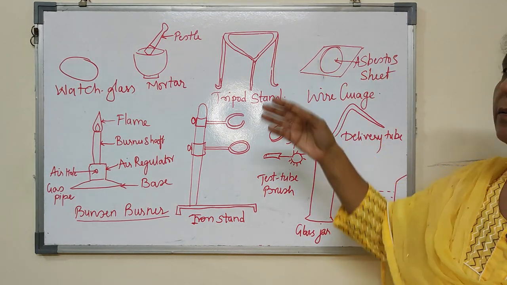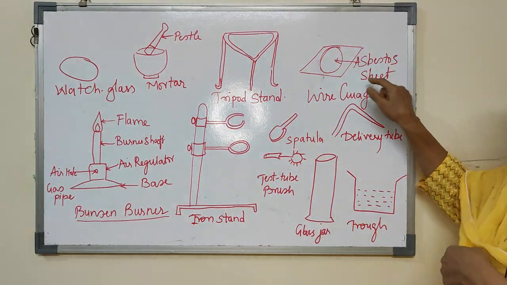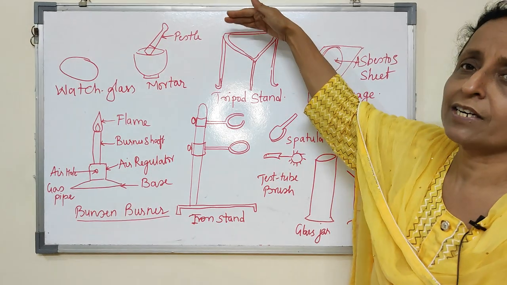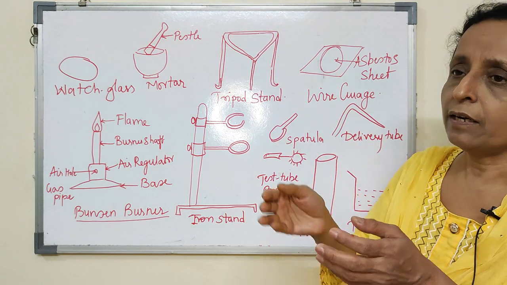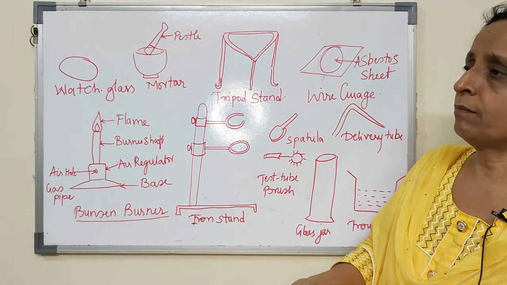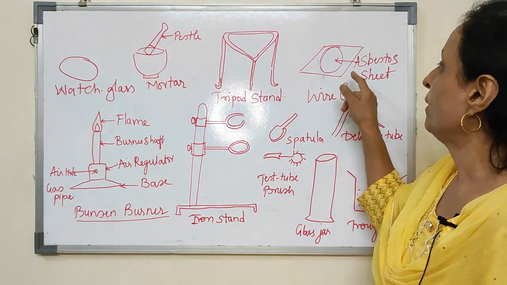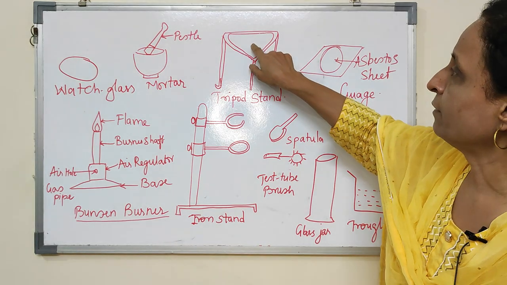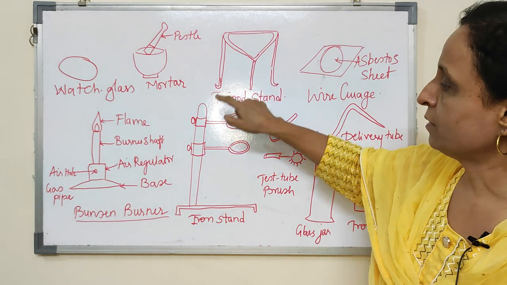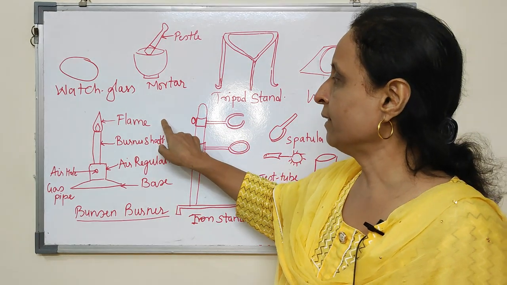Then some chemicals may just get heated and pop up. So what you put is an asbestos sheet. Normally you put an asbestos sheet over this tripod stand so that it heats slowly. The heat is not immediate, so molecules don't pop up. Slowly the heating is uniform because of the asbestos sheet put on this tripod stand. This burner will be below this tripod stand, the burner which will provide the flame.